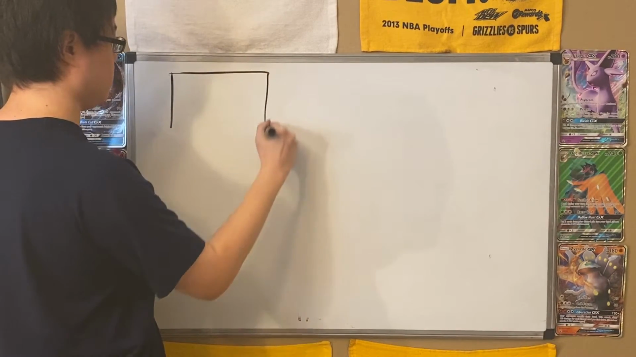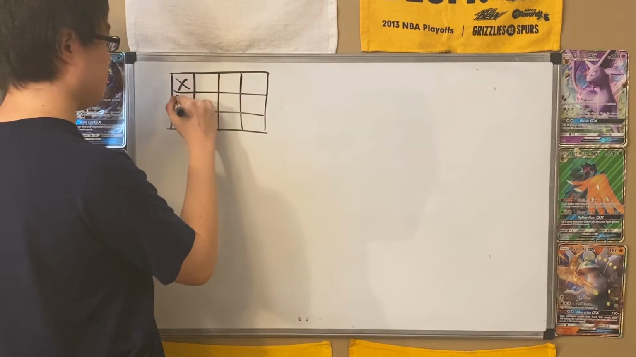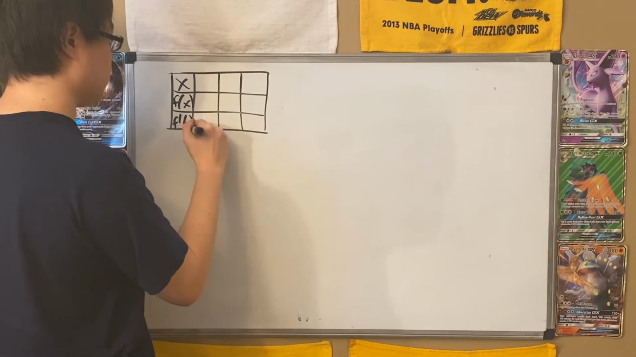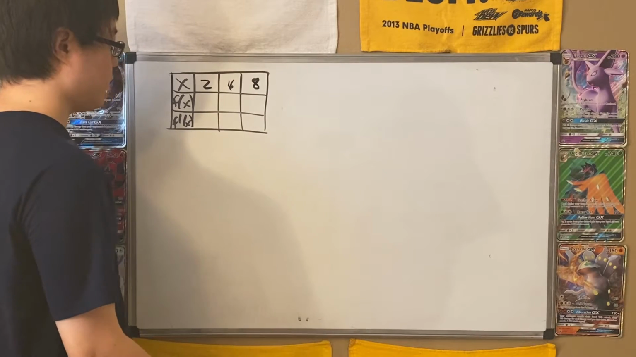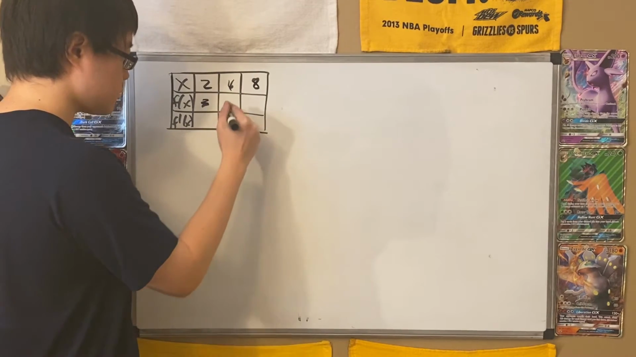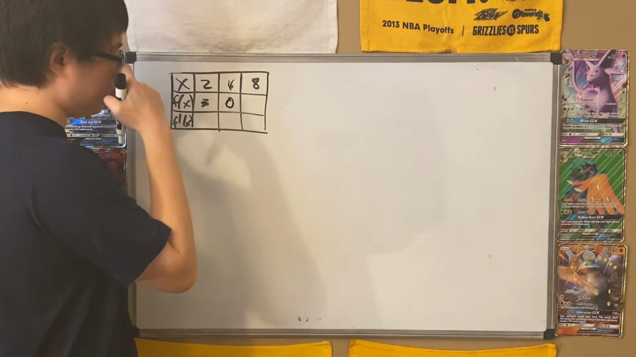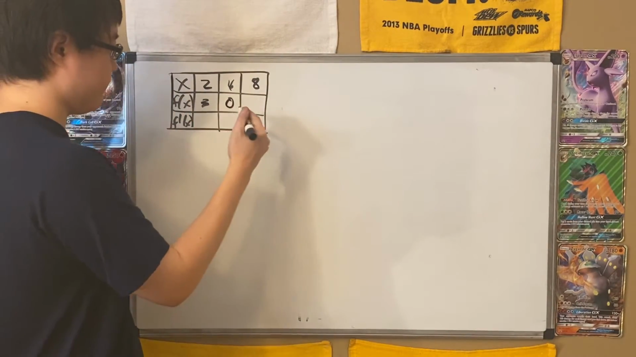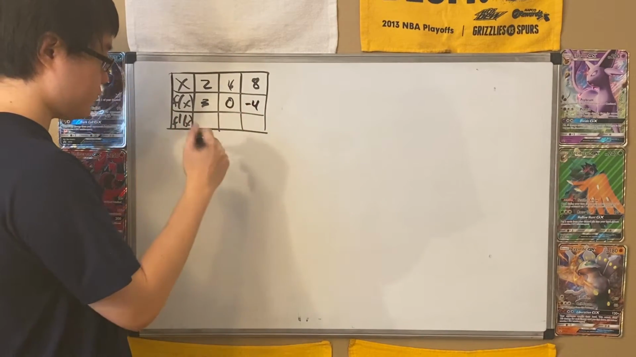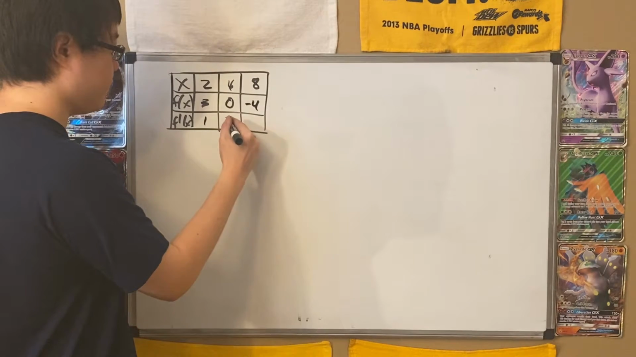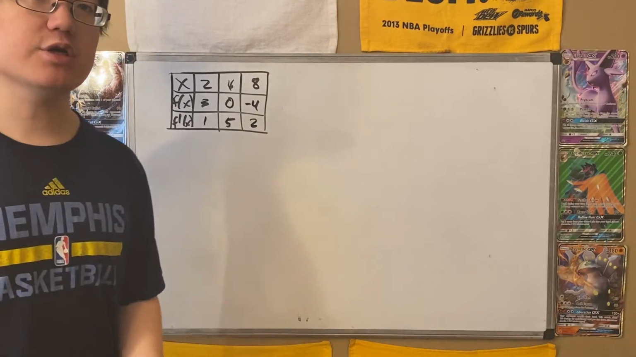So table, this isn't better. X, f of x, f prime of x values. These can be random numbers. Basically, we're going to have 2, 4, and 8. Then we're going to have 3, let's say 0, and we actually need something that works. So we're going to have -4, and then finally we're going to have 1, 5, and 2.